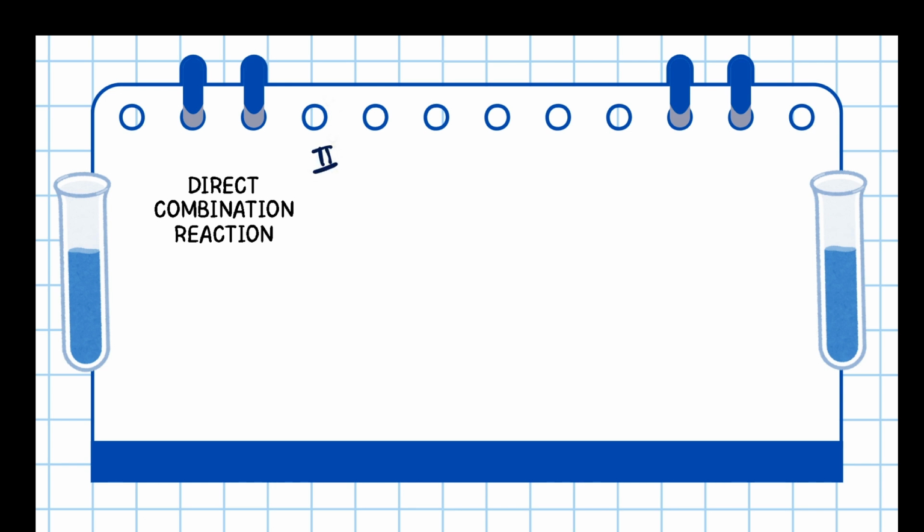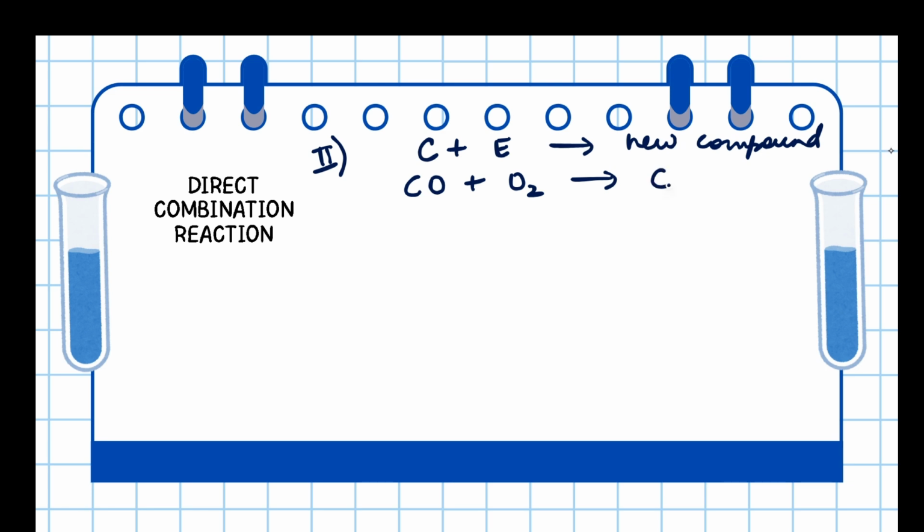In the second combination reaction, we have a compound combining with an element to form a new compound. Here we are taking the example of a compound, carbon monoxide, combining with oxygen to form carbon dioxide. That is the first reaction. Carbon monoxide is a compound, oxygen is an element, combining to form CO2.